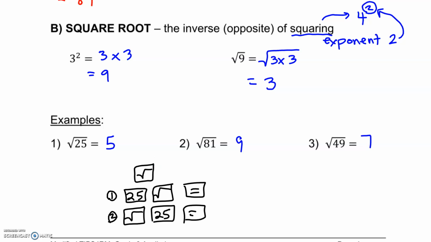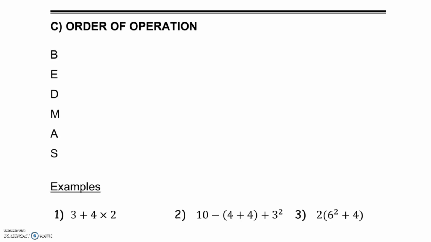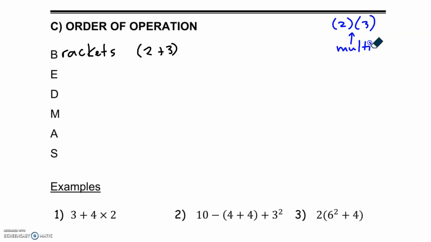All right, let's take a look now at our next page, order of operation. Order of operation happens when we have lots of operators, adding, subtracting, multiplying, dividing, all in the same question. So B, if you remember, stands for brackets. And the brackets we're talking about is brackets around an operation, like 2 plus 3. We're not talking about brackets like this, 2 and 3. These brackets mean multiplication when you have brackets next to each other. So we're not talking about those brackets.